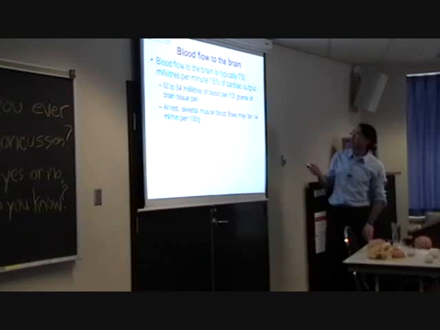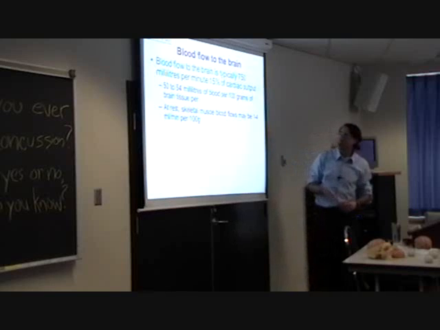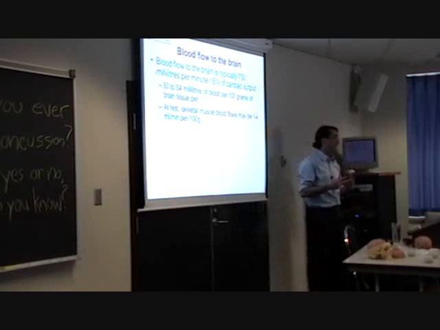At rest, your muscle blood flow is maybe 1 to 4 milliliters per minute per 100 grams. So again, your muscles obviously get a lot of blood flow.